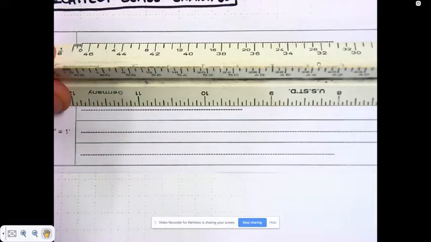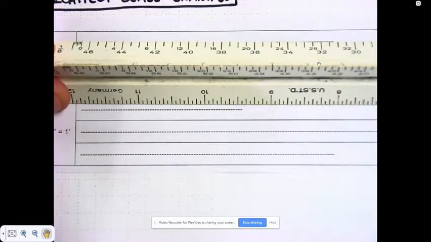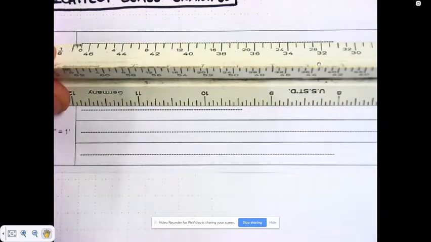If I come down here and look at my line, I can see that I am at 28, 29, 30 feet. So the measurement is 30 feet and then some inches. It goes past 30, but it's not quite to 31.